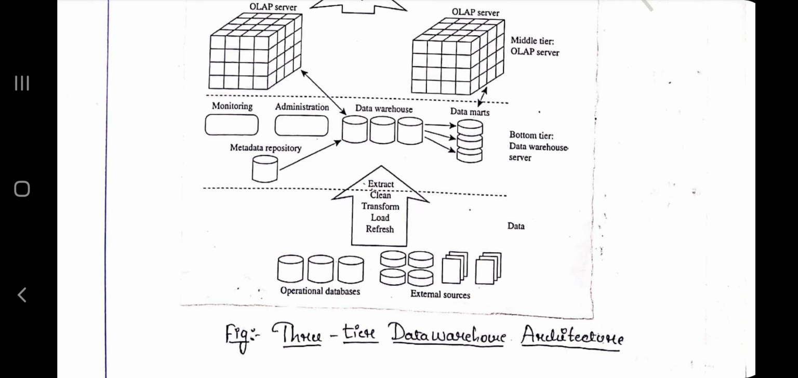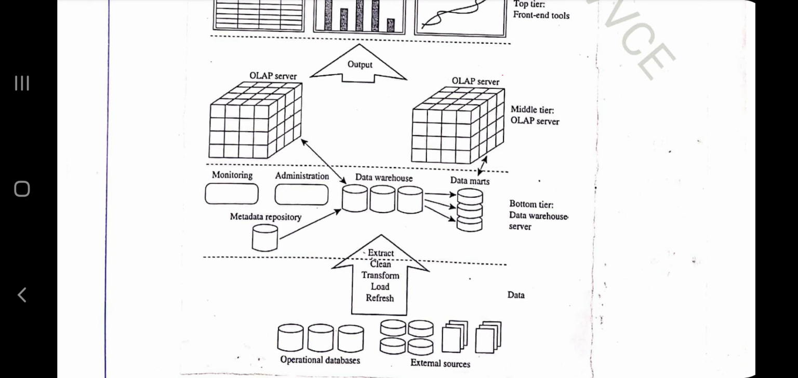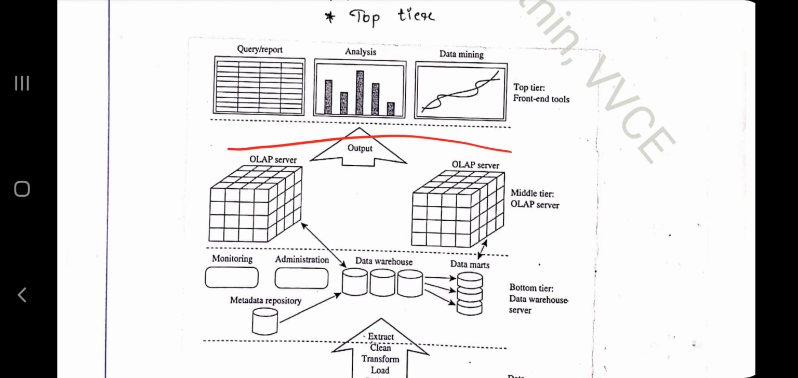Then one person comes and gives you a Rubik's cube. You are standing near the warehouse, another friend of yours comes and gives you the Rubik's cube and tells you to solve it in 10 minutes. That's how you have to mention it. What's the next step? The middle tier, where you have the OLAP server, which is in the form of a Rubik's cube, and the final output you see on the screen is the query report, analysis or data mining. That's how you need to remember it.